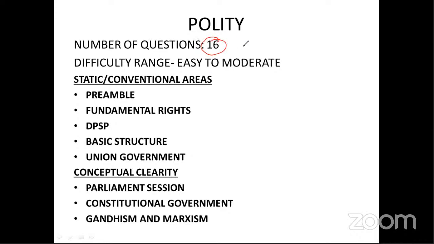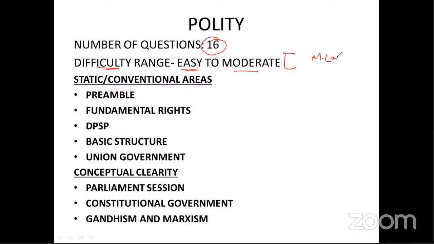This was good for those students who love polity very well, who read Lakshmikant every day, who are interested in political news. So last year, in the 2020 prelims exam, 16 questions were there. Talking about difficulty range, what kind of questions they were, whether it would be possible for all students to solve them or not: easy to moderate.